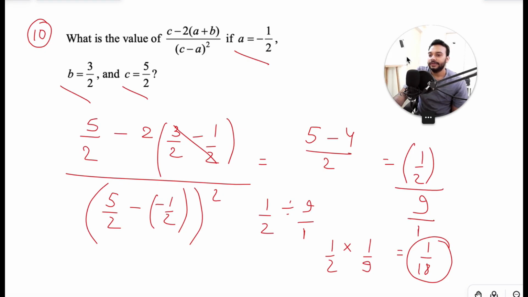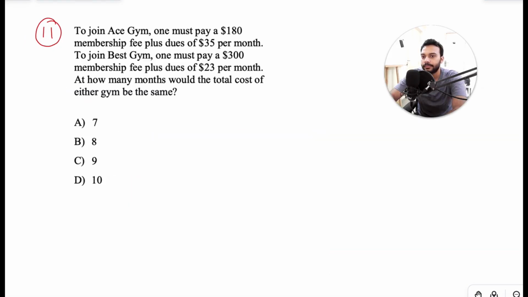Okay, let's go to the next one. Question number 11. To join A's gym, one must pay a $180 membership fee plus dues of $35 per month. To join Best Gym, one must pay a $300 membership fee plus dues of $23 per month. At how many months would the total cost of either gym be the same?